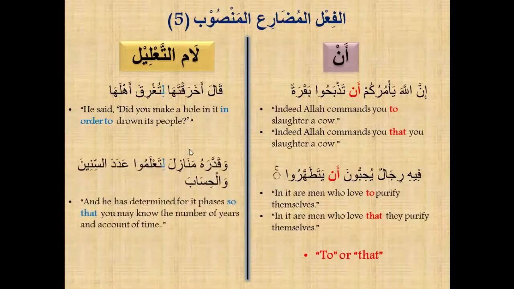Next example, وَقَدَّرَهُ مَنَازِلَ لِتَعْلَمُوا عَدَدَ السِّنِينَ وَالْحِسَابِ. Here, the translation: and He, referring to Allah, has determined for it, i.e. the moon, phases, so that you may know the number of years and account of time. Why did Allah determine for it phases? لِمَاذَا قَدَّرَهُ مَنَازِلَ؟ لِتَعْلَمُوا. In order, so that you may know the number of years and the account of time.